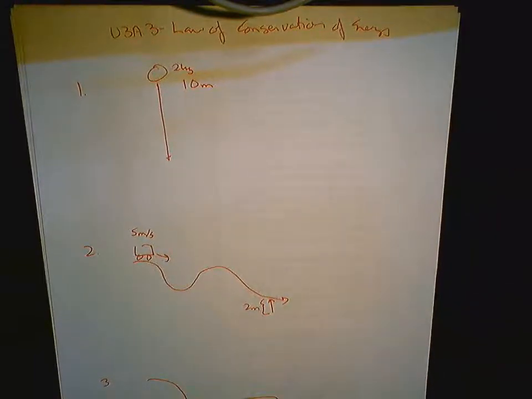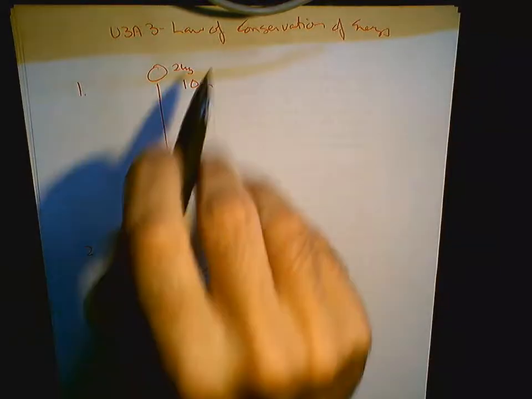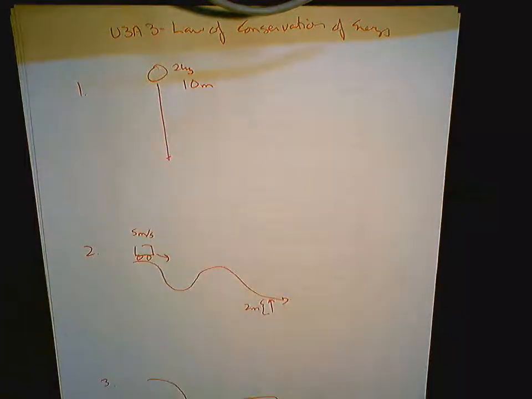In Activity 3 in Unit 3, we're going to be looking at the law of conservation of energy. Once again, for some of you, some of these concepts may be reviewed from grade 11. What I want you to take a look at to start with is we've got a 2-kilogram cannonball 10 meters above the earth. Now, it's not moving at this point, so it has no kinetic energy.